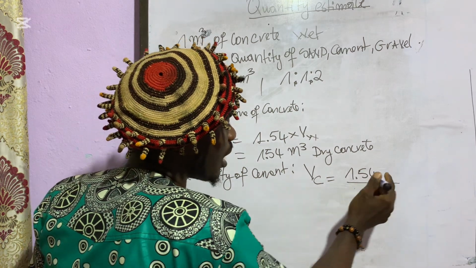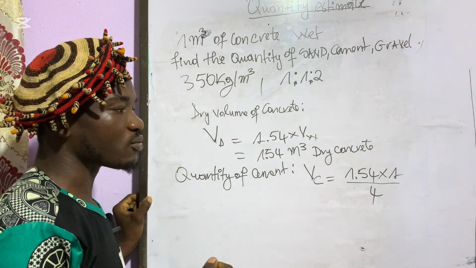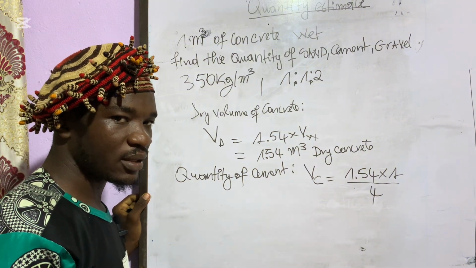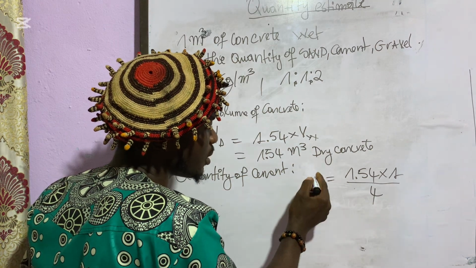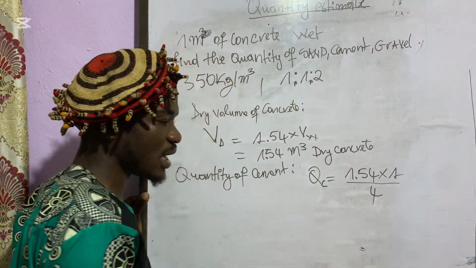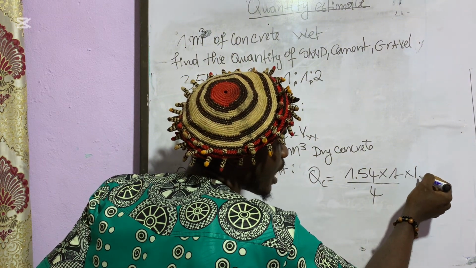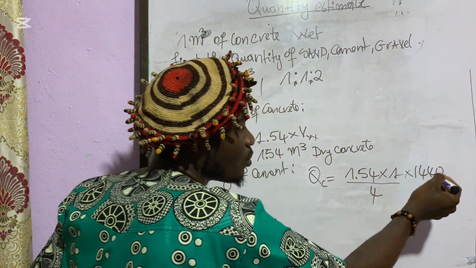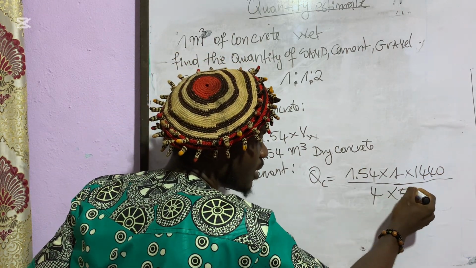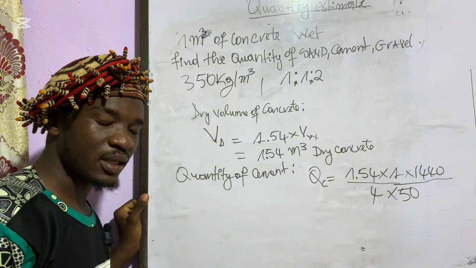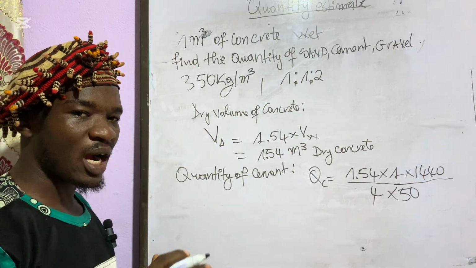So you have times 1 here, and I will have to convert it directly into kilograms since it's cement. So let me put QC so that I convert it directly in kilogram. What you need is to multiply by the density of cement, which is 1440, divided now by 50, which in Cameroon is the weight of 1 bag of cement.